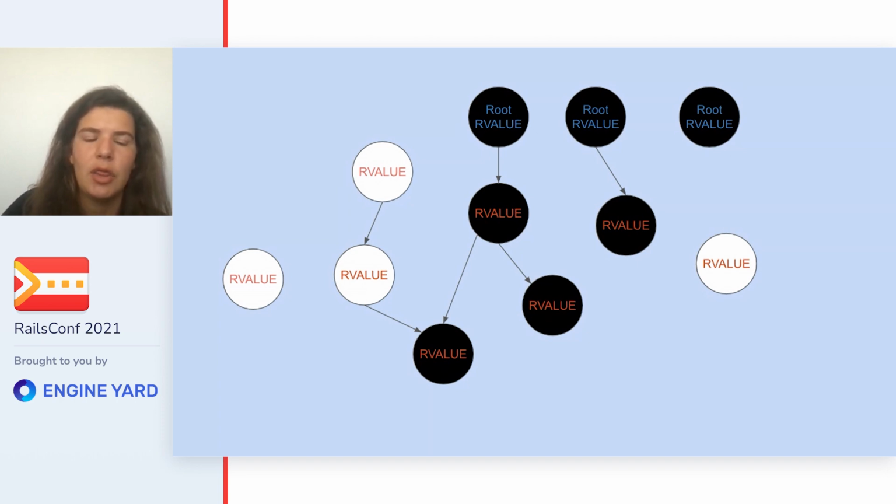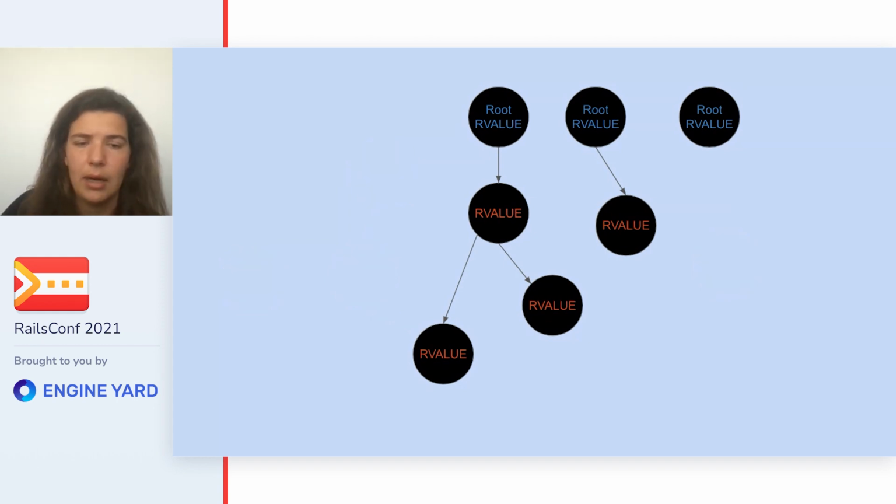So those R values, we have absolutely no way of reaching from the root, right? They're irrelevant to our program. Our program doesn't need to remember them to continue executing, so we can make use of their memory for something else. We can get rid of them.